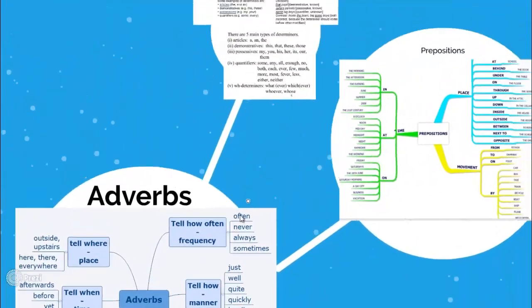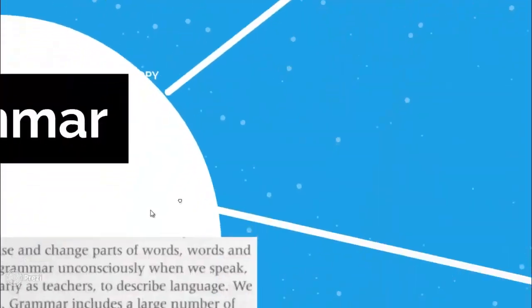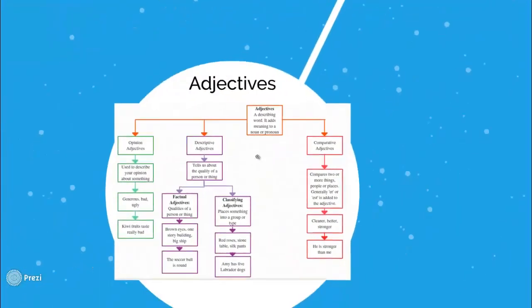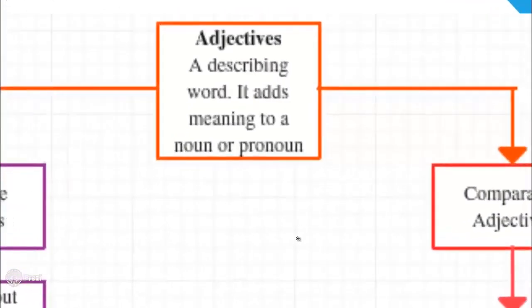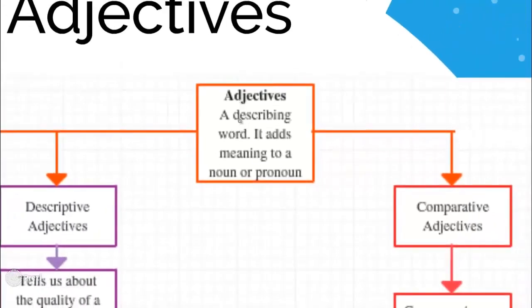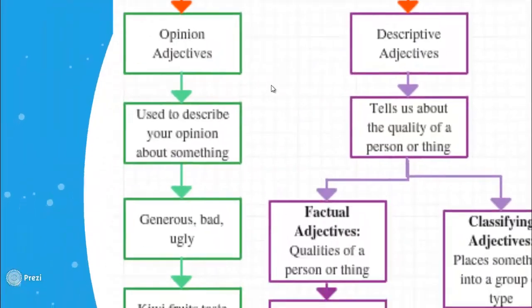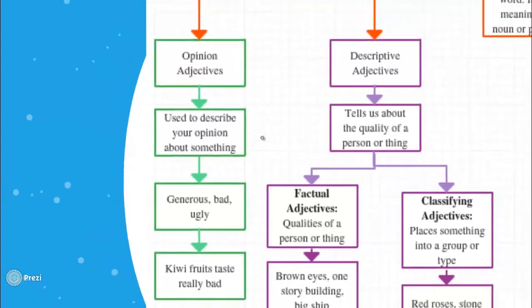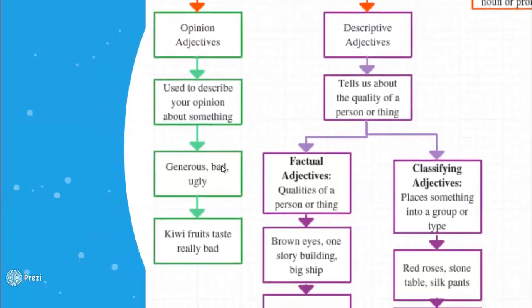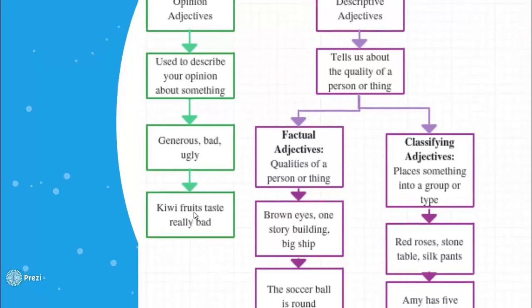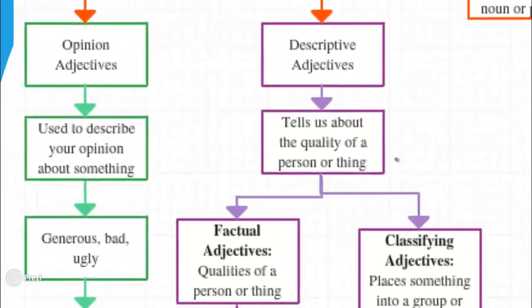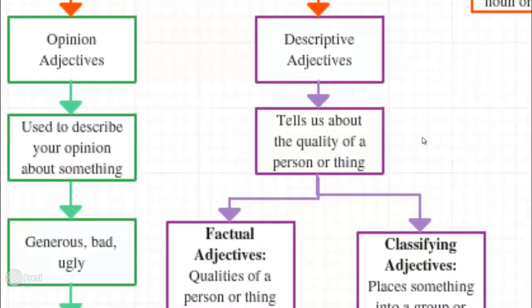Then there's one category I would like to mention, the adjectives. As we already said, an adjective is a word used to describe a noun or to add meaning to a pronoun. So we talk about opinion adjectives, which are used to describe your opinion about something, with words such as generous, bad, or ugly, like kiwi fruits taste really bad. So I'm telling my opinion, my point of view. For somebody else, it could be really good.